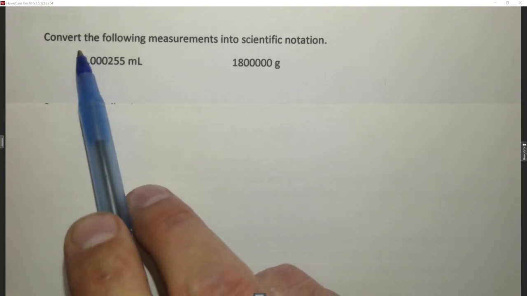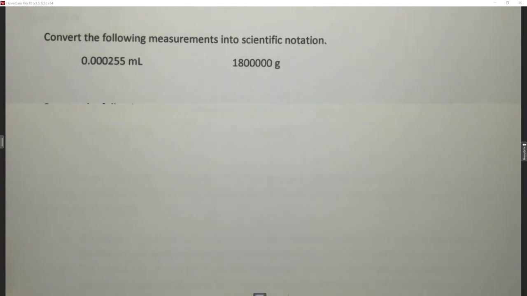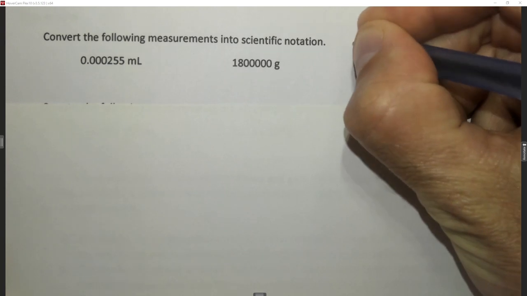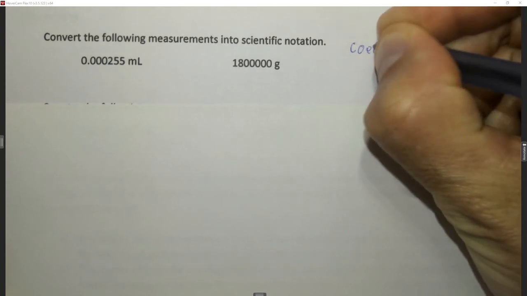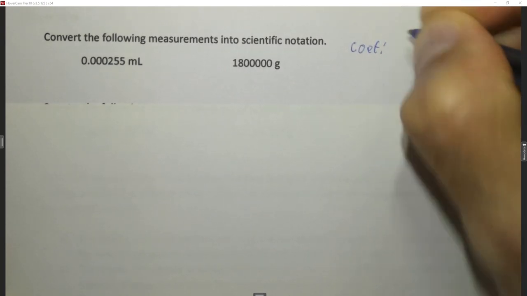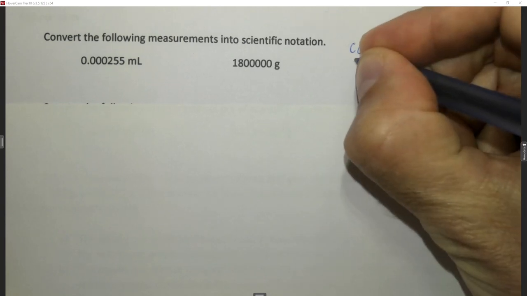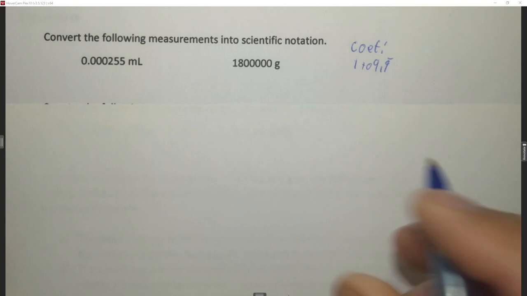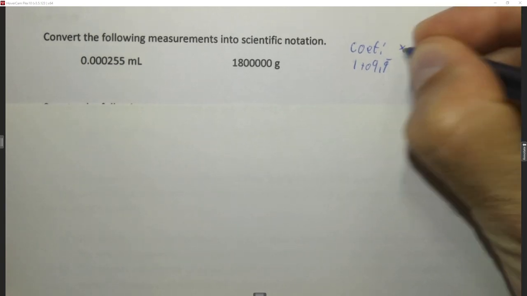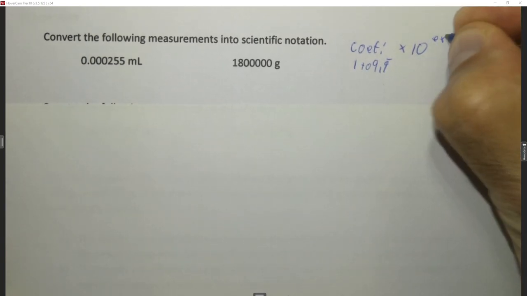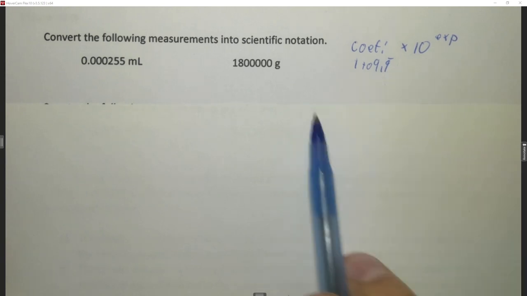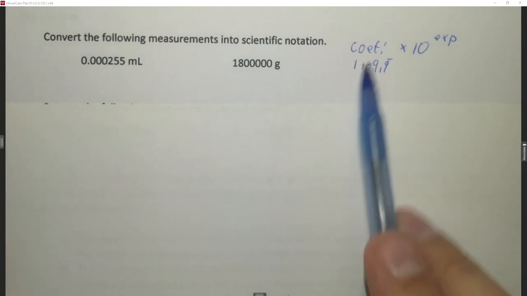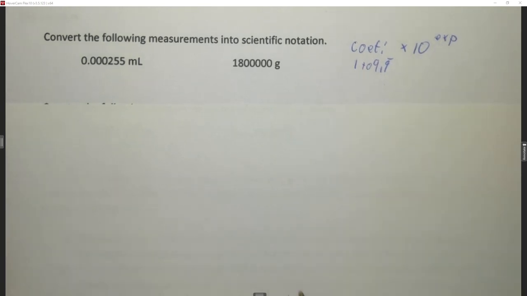The question says, convert the following measurements into scientific notation. So scientific notation involves using a coefficient, which is going to be between 1 to 9.99999, times 10 to an exponent. Okay, so we're going to have some number, the coefficient, times 10 to some exponent.